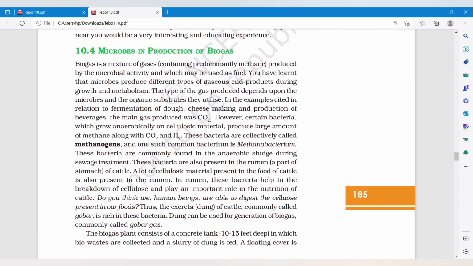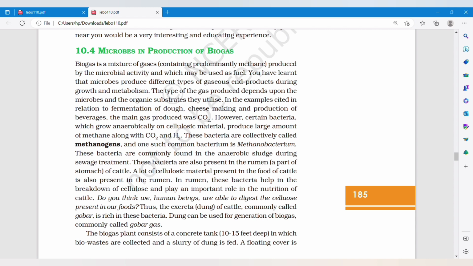Biogas is a mixture of gases containing predominantly methane, produced by microbial activity, and which may be used as a fuel. You have learned that microbes produce different types of gases as products during growth and metabolism. The type of gas produced depends upon the microbes and the organic substrates they utilize.